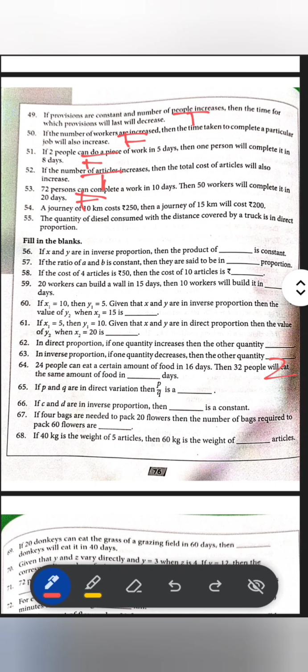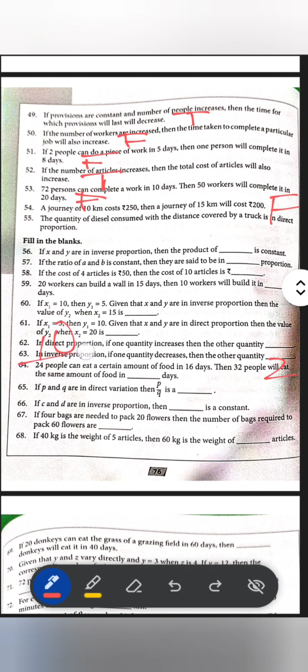So for 10 km the cost is 250, then a journey of 15 km will cost 200 rupees. Is that possible? Logically also it is not possible, because for the longer distance you have to pay more money. So clearly this is a false statement.